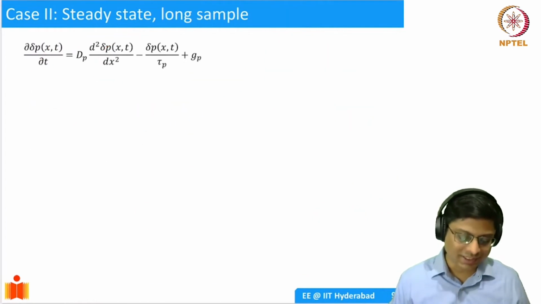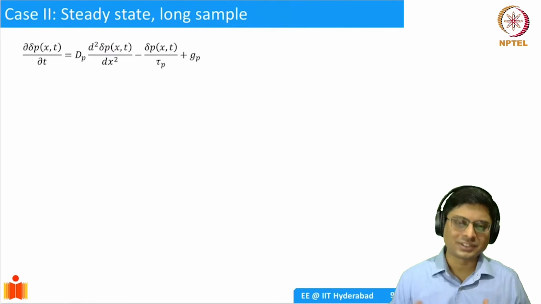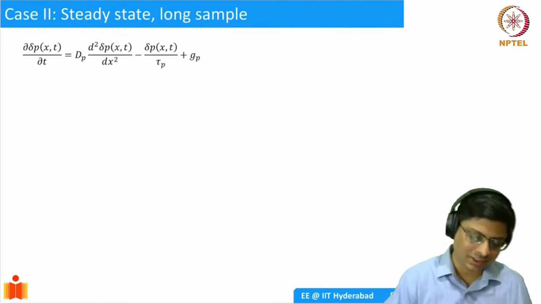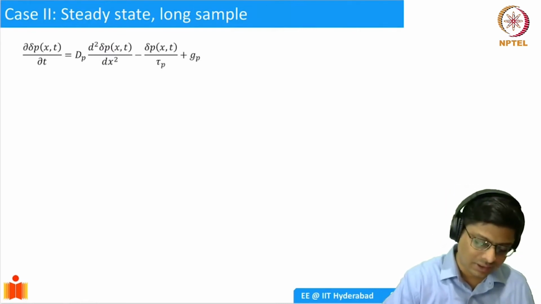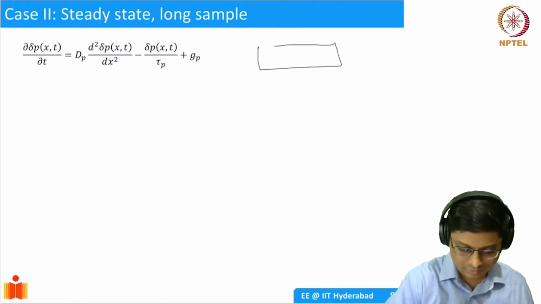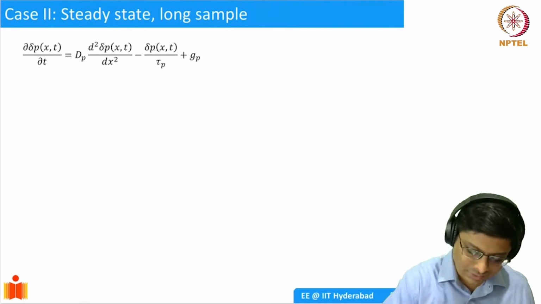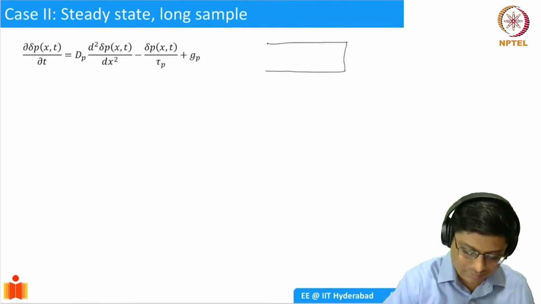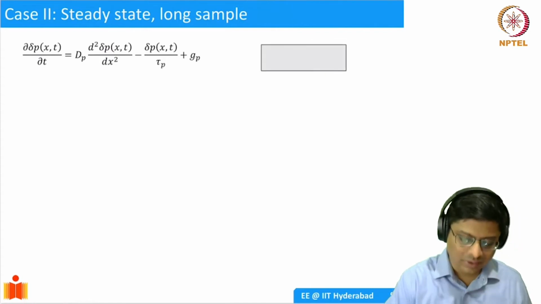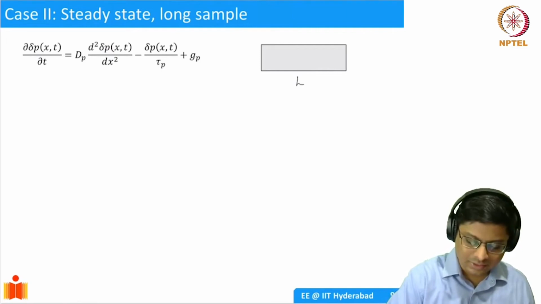Now let me take the second case, where I'll say that the length of the semiconductor is large compared to the absorption length. So now I'll take a semiconductor which is long. Ouch, I wanted a rectangle. Let me do it one more time. Okay, so now my length L is going to be greater than L absorption.